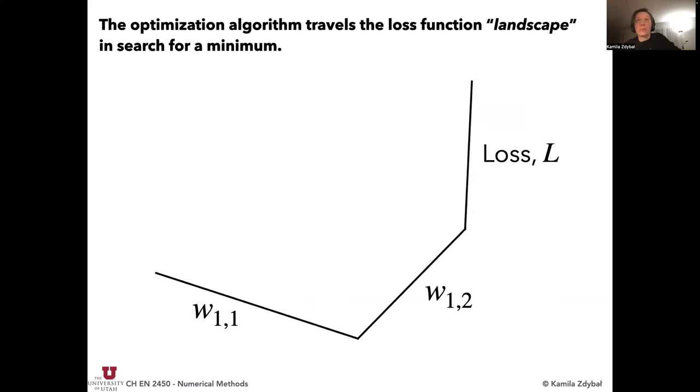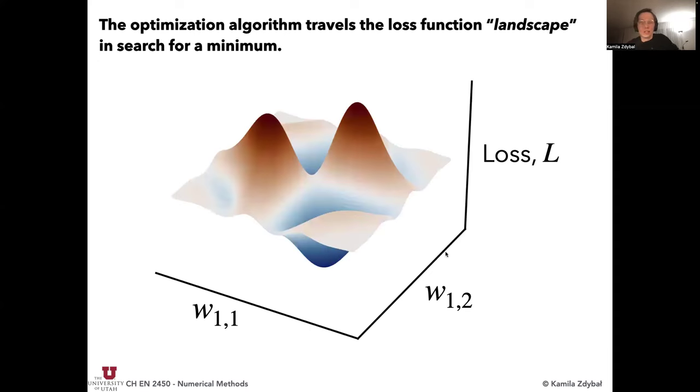So now this optimization algorithm, what it's really doing is traveling that loss function landscape in search for some minimum. Imagine that you only had two weights to establish in a neural network. So imagine a really small neural network where there are just two weights to establish their optimal value. We would plot the loss function, which might be the mean squared error, as a function of those two weights. And in this case, maybe my loss landscape looks like this. So now the optimization algorithm would travel that loss landscape and try to find the minimum in it. That's where the optimal value for those two weights would be.